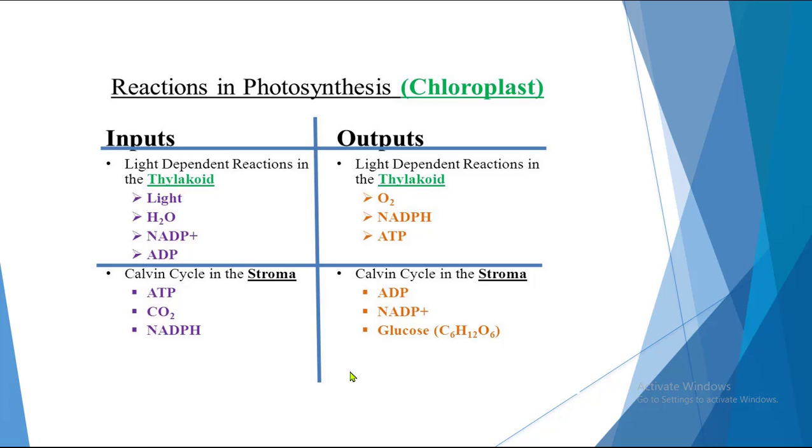So here was the summary of how plants make their food using the process of photosynthesis. Hope it was clear to you.